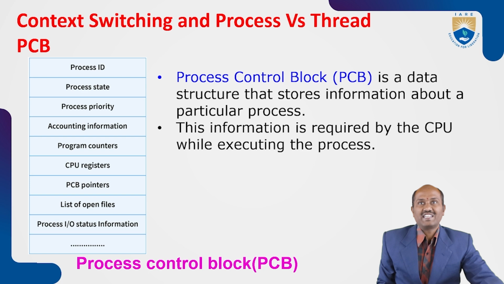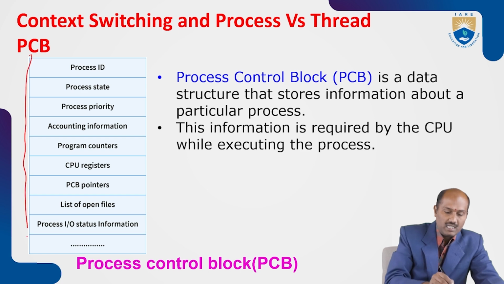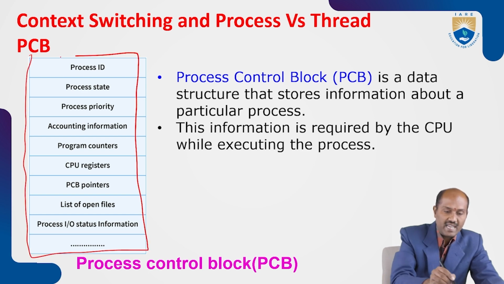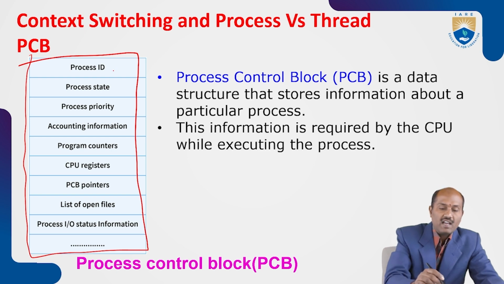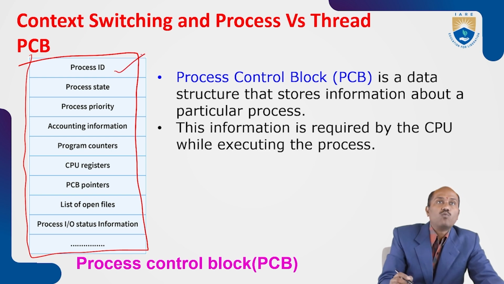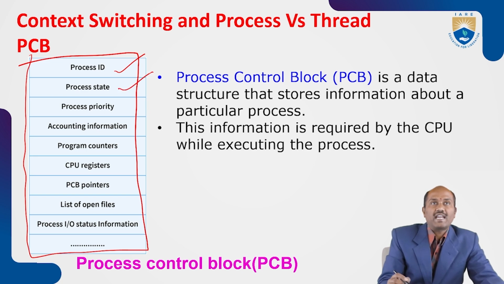This information is required by the CPU while executing the process. So the process control block is involved in performing various activities inside the process. Process ID, I explained in detail in the last video, along with how process states are performed in the process state chart diagram: new state, ready state, running state, waiting state, blocked state, and then terminated state. That decides the process state.